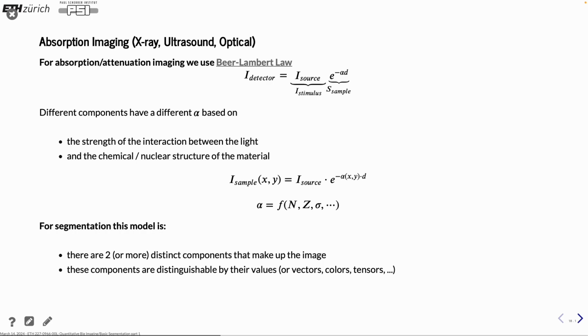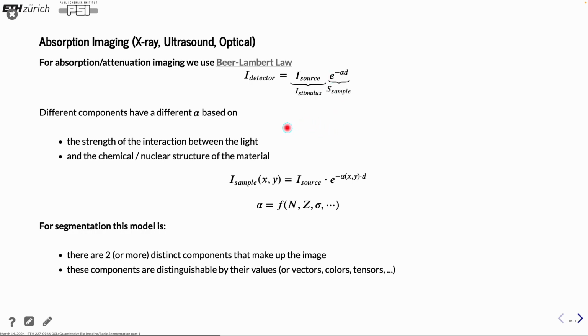So in absorption imaging, which is what I work mostly with myself, we usually work with Beer-Lambert's law. So it's the universal attenuation law, which in principle consists of some kind of source intensity, and then you have a decay in intensity caused by a factor alpha and the travel distance within the sample. And this alpha is called attenuation coefficient. So the thicker the sample is, the more the beam is attenuated.